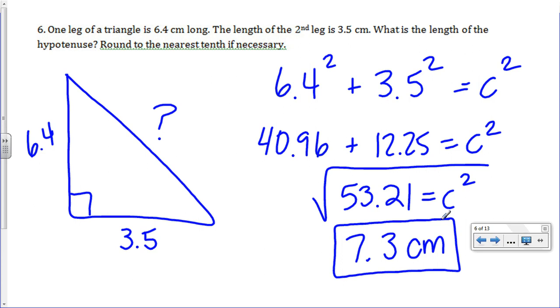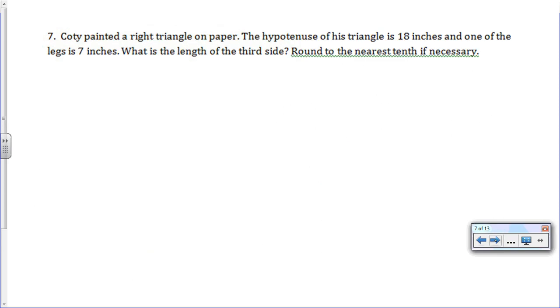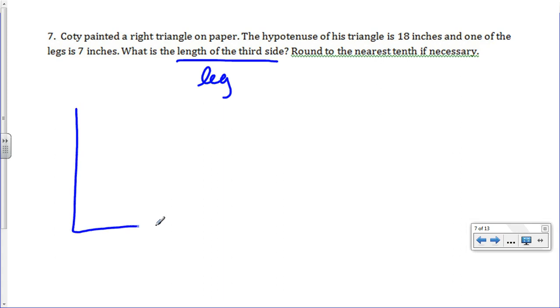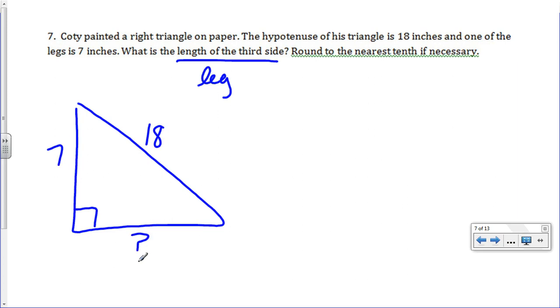All right, number 7. Cody painted a right triangle on paper. The hypotenuse of his triangle is 18 inches, and one of the legs is 7. What is the length of the third side? So with this problem, you're told a hypotenuse and a leg, but the question just says the third side. So you need to remember, I've got a hypotenuse, I've got a leg. That third side means I need to find the leg. So just to sketch it out, just to clarify, hypotenuse is 18, one leg is 7, that third side is a leg.